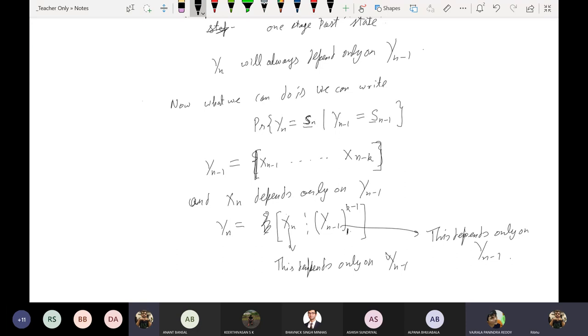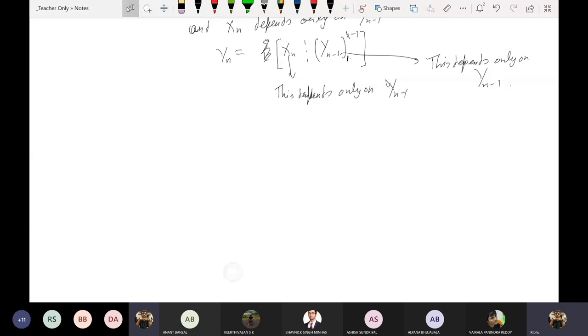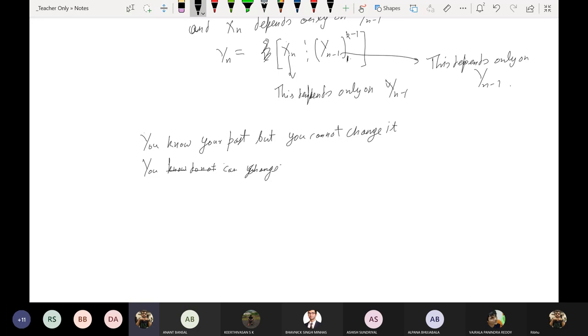Okay. Or as Shannon used to say, I'll put this as a motivational quote: you know your past, but cannot change it. You can change your future, but you do not. So Shannon used to say this, so I'll just put it in here for context. You guys know Shannon, right? Yes, sir.